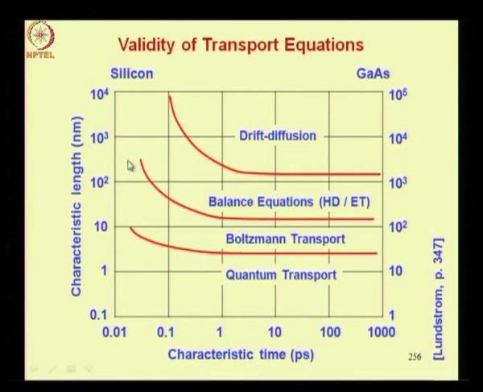On the other hand, a 1 micron silicon device falls well within the drift diffusion limits so long as your frequency is less than 1000 gigahertz, right. Now that is fairly high frequency. So you can model silicon devices to fairly high frequencies, right.